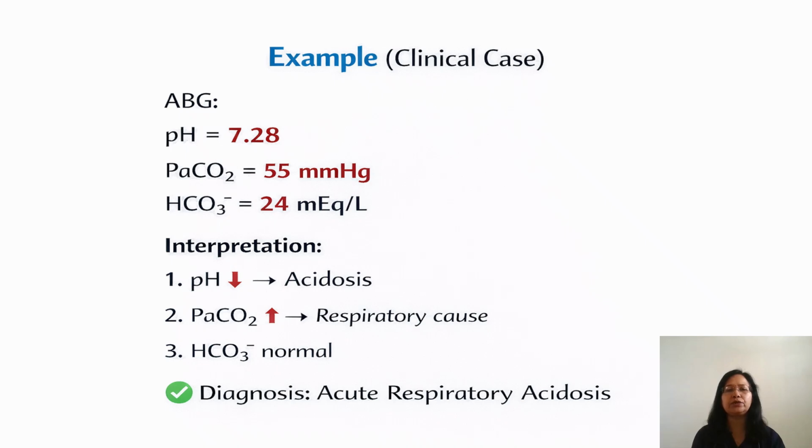If pH is 7.28, PCO2 55, and bicarb 24, it means here pH is less and PCO2 is going up. pH being less means acidosis, and respiratory is going high. So it's a respiratory acidosis and bicarb is normal. So the cause could be acute respiratory acidosis.